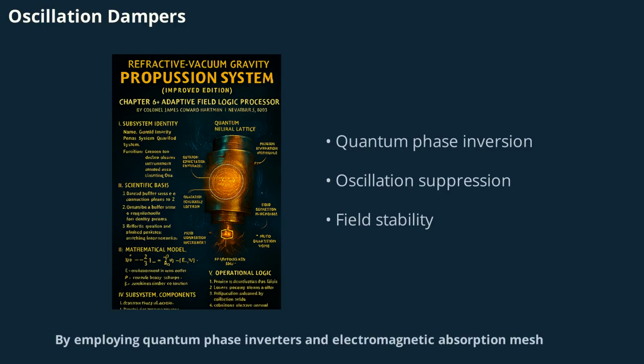By employing quantum phase inverters and electromagnetic absorption mesh, this subsystem neutralizes disruptive waveforms and preserves the integrity of refractive gradients. The AI damping controller continuously refines phase offsets, ensuring field stability and coherence even in dynamic or hostile environments.